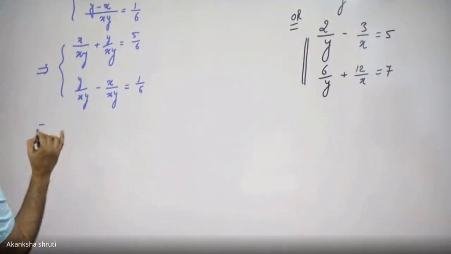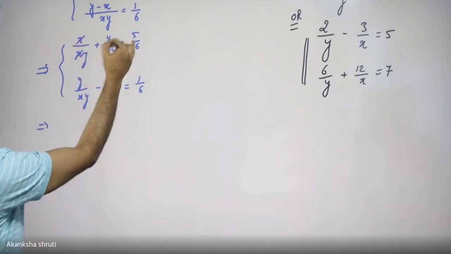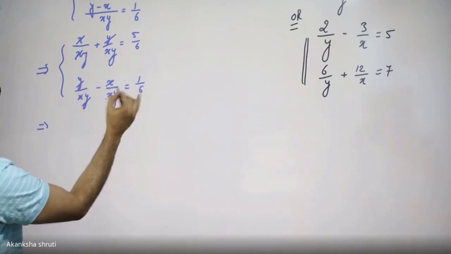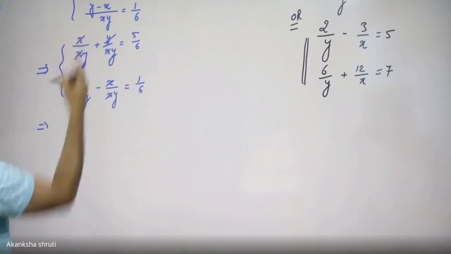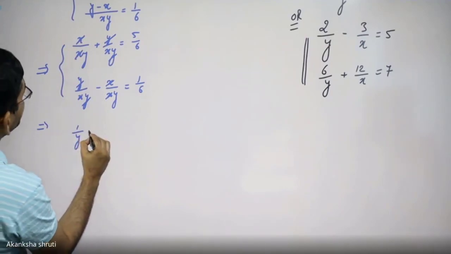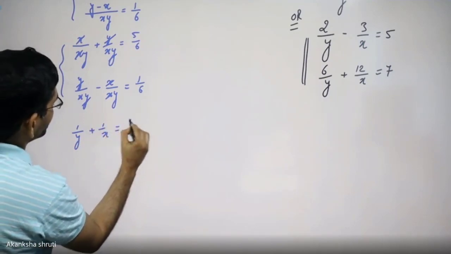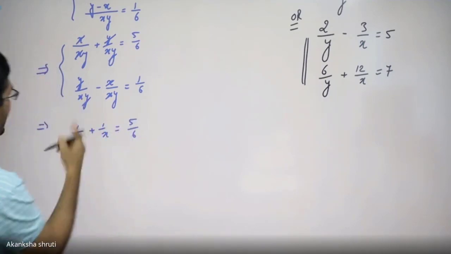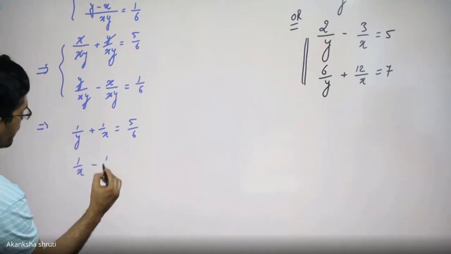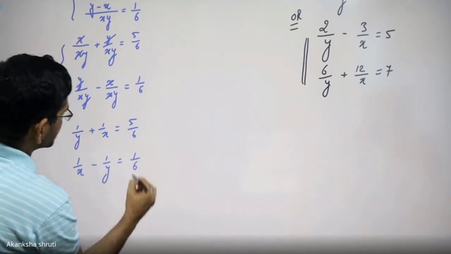This implies this x will get cancelled here, y will get cancelled here. In the second equation, y will get cancelled, x will get cancelled. In the numerator of this first equation, it becomes 1 by y plus 1 by x is equal to 5 by 6. And the second equation, 1 by x minus 1 by y is equal to 1 by 6.